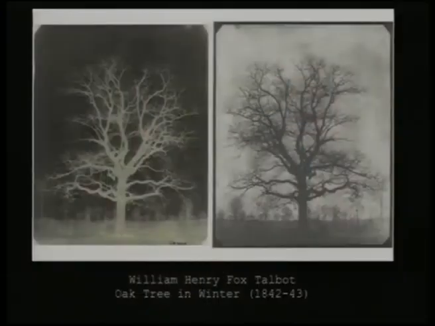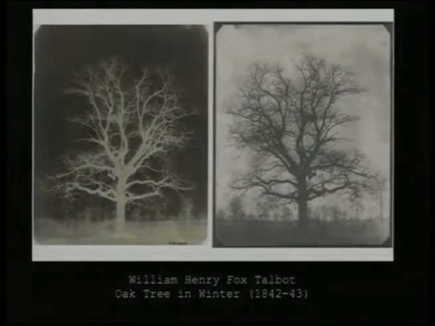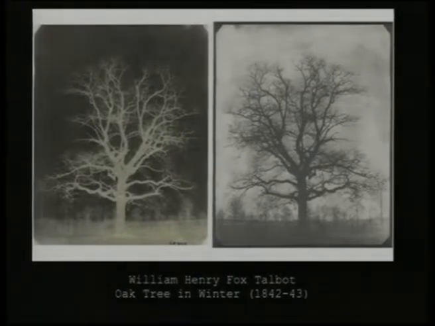But because Talbot was working on paper, he was able to do this. He took the negative image and put it on top of another sensitized piece of paper and exposed it to light. The light filtering through that paper and through the other image created a positive image. This was very important for photography going any further because now they could make copies of a photo.